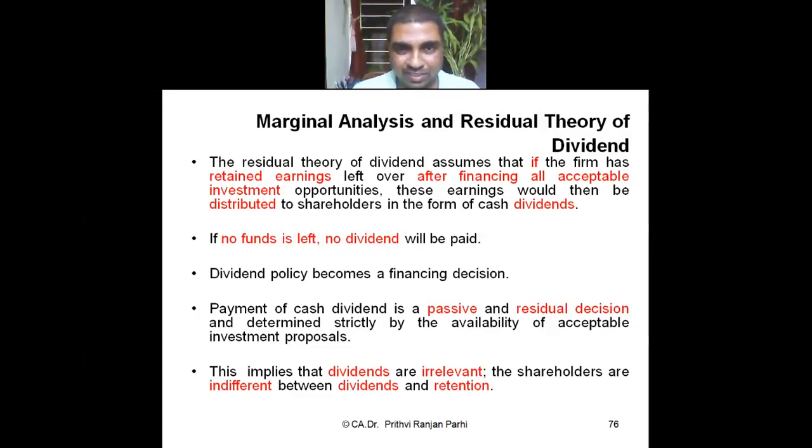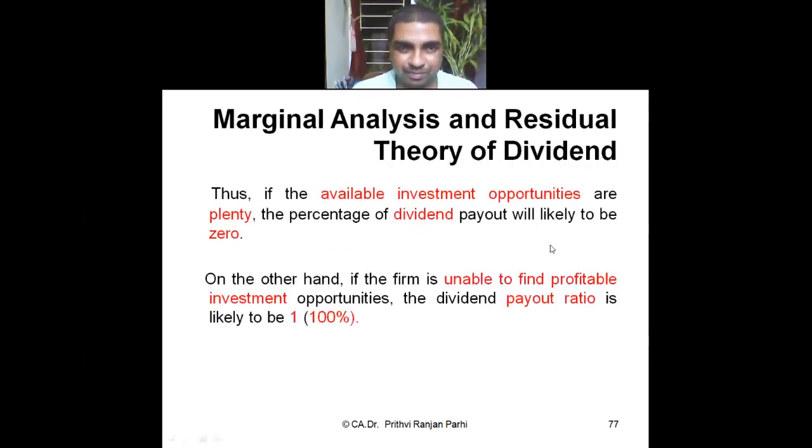If acceptable projects are there, then dividends should not be declared. But if acceptable projects are exhausted, then dividend can be paid as a residual. So if available investments are plenty, then the percentage of dividend will be zero. So many acceptable projects are there that they don't pay any dividend. You have to use the retained earnings for this.